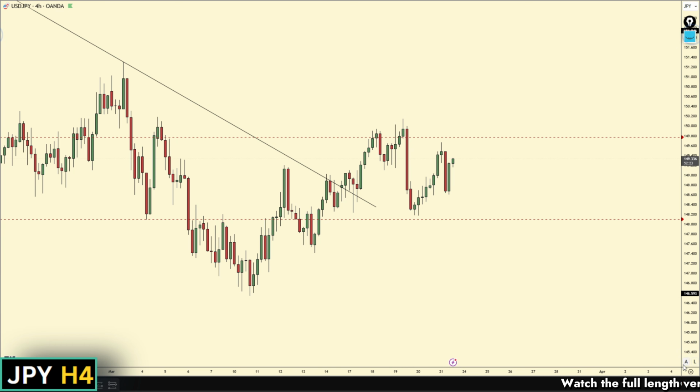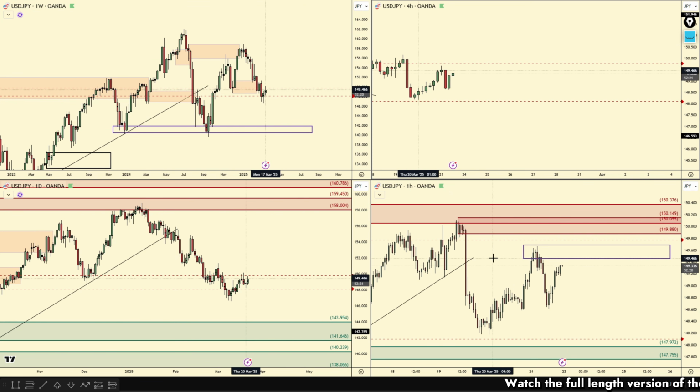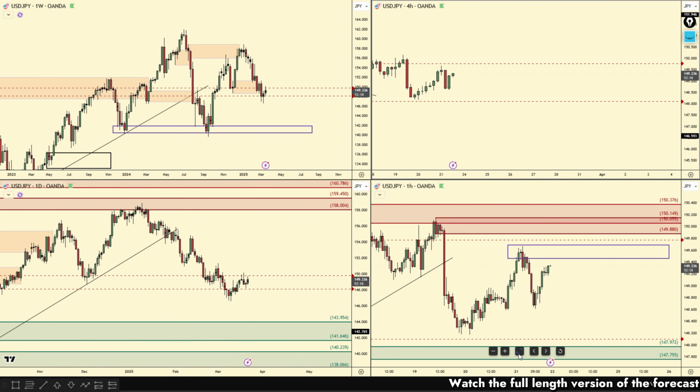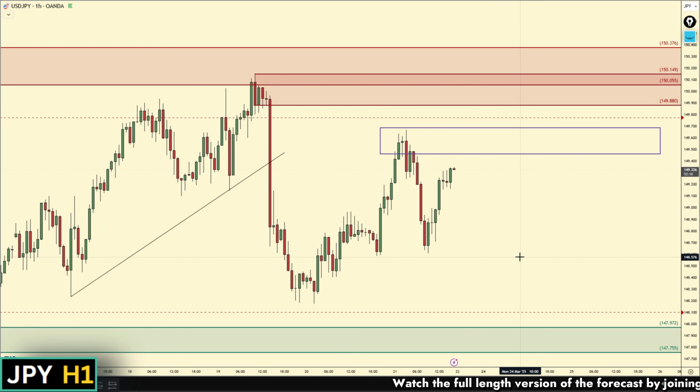I'm very picky with how I draw my zones. You guys will see if you subscribe and continue to watch. I'm very picky with how I draw my zones, and usually that's a pretty good thing.